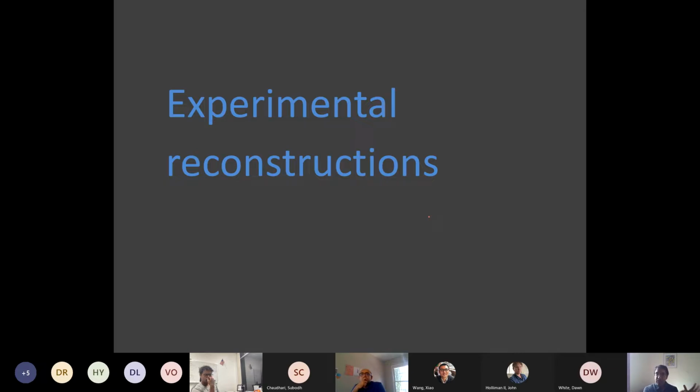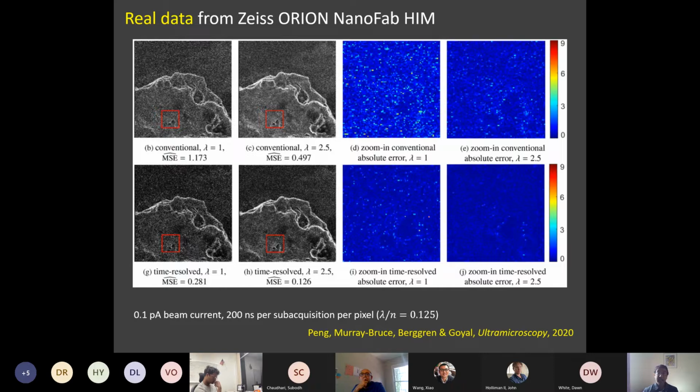So everything I've been describing so far is based on direct detection of SEs, but the data that we had available to us is for a Zeiss Orion NanoFab HIM, which does not have direct detection of secondary electrons. So I'm leaving out a lot here. It's described in that ultramicroscopy paper. John Noddy of Zeiss provided us with time-resolved data to test our ideas.